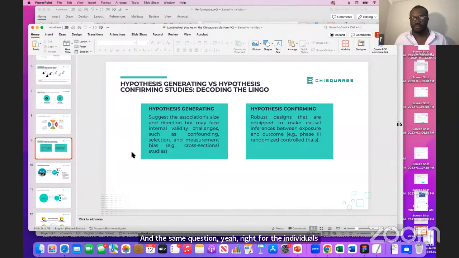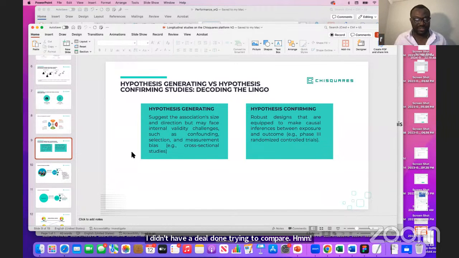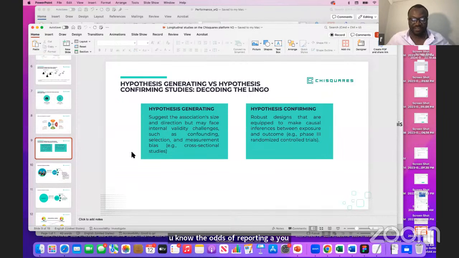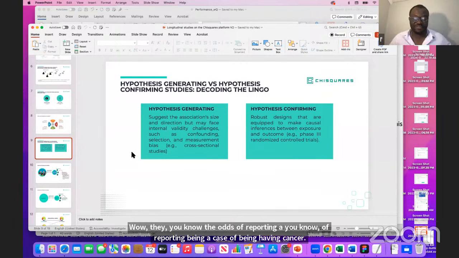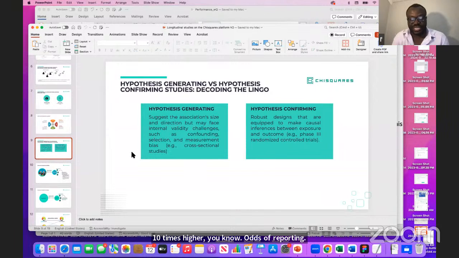At the end of the day, you compare, and it seems most of these people who have cancer reported being poultry farmers. I only have two people among the controls who reported being poultry farmers. So you can then say that the odds of being a case, having cancer, are 10 times higher among poultry farmers compared to the control group.